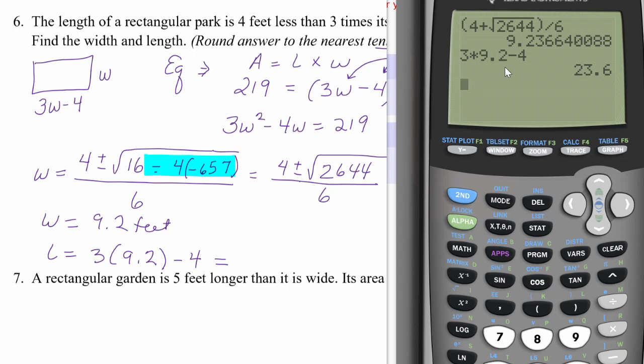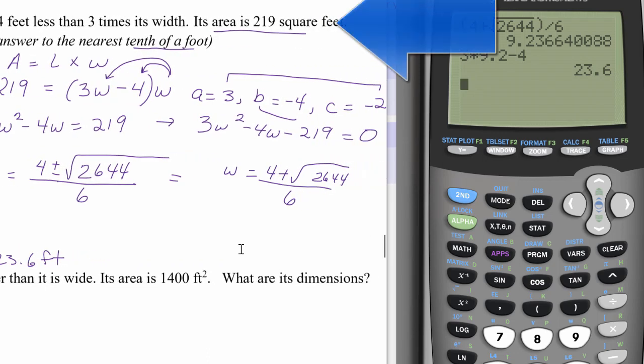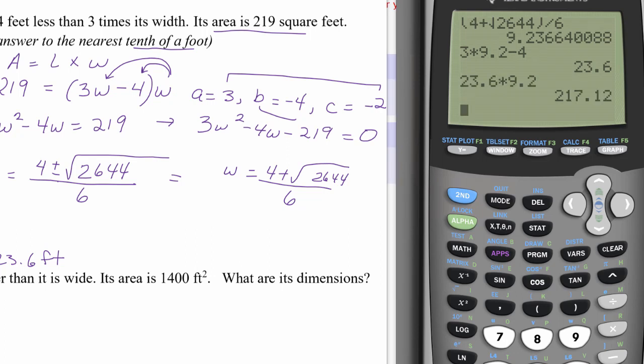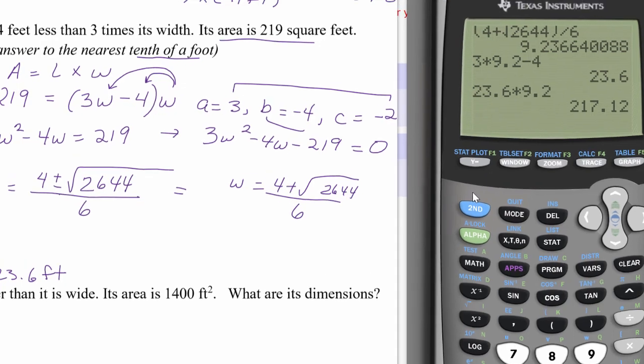And then let's quickly check in the calculator that our area is supposed to be 219, right? Yeah, see how it says the area is supposed to be 219 square feet. So let's multiply that in the calculator and see if we get close to 219, right? Because these are approximations. And see, notice that we get 217 as an approximation to the area. Okay, let's go to the next problem.